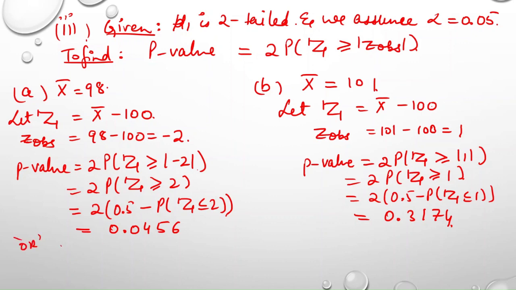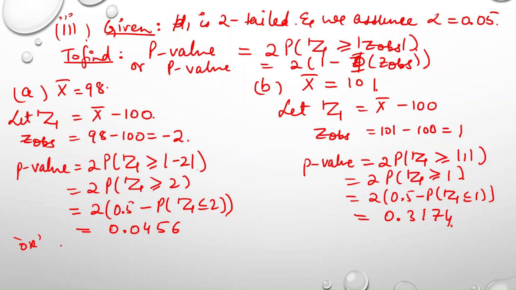We could also calculate it using the phi value, and the formula for that is the p value is twice of 1 minus 0.977, sorry, I was just writing the values there, 1 minus phi of Z observed. So this is how we can calculate the p values.